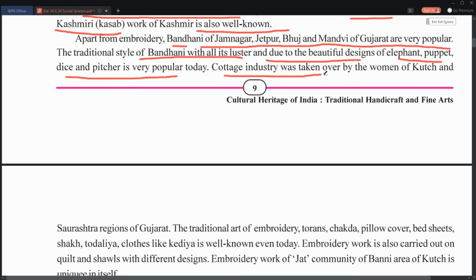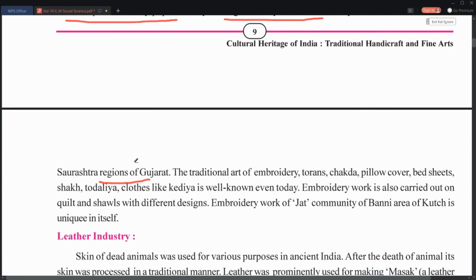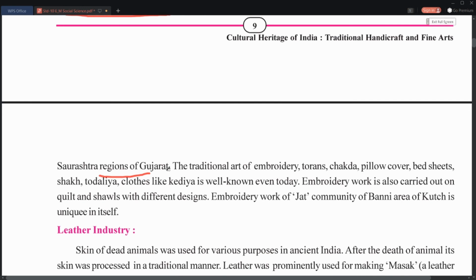Cottage industry was taken over by the women of the Kutch and Saurashtra regions of Gujarat. You must know the meaning of cottage industry. It is handmade work in rural areas, particularly made at home, in the Saurashtra regions of Gujarat.